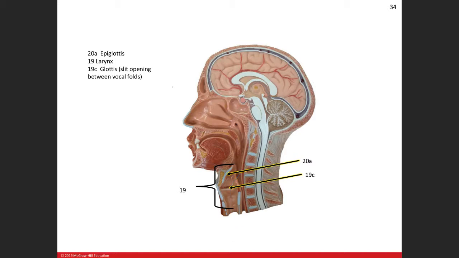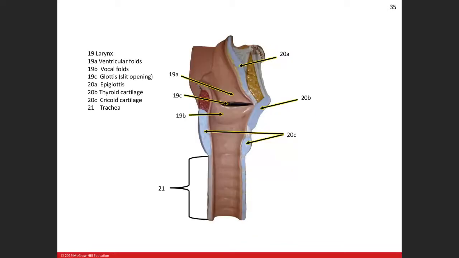All right, food goes back here. The esophagus is behind the trachea. All right, let's zoom in on that area and get a little bit of a better view here.